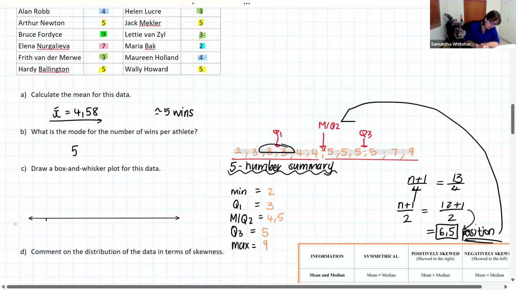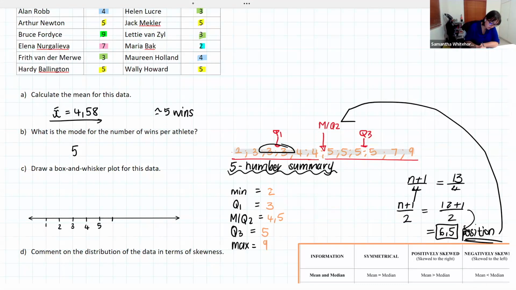Okay, but we want to draw a box and whisker. So I know that the minimum I need to represent is 2, the maximum 9. So I'm just going to go up in ones. Now guys, for a box and whisker, your number line does not need to start at 0, nor does it have to go up to a specific value. My advice is, if you're going up in 1s, start 1 below and go 1 above. If you're going up in 5s, start 5 below and go 5 above. You don't have to start at 0.